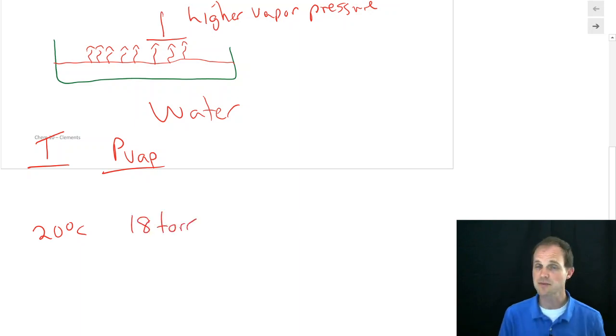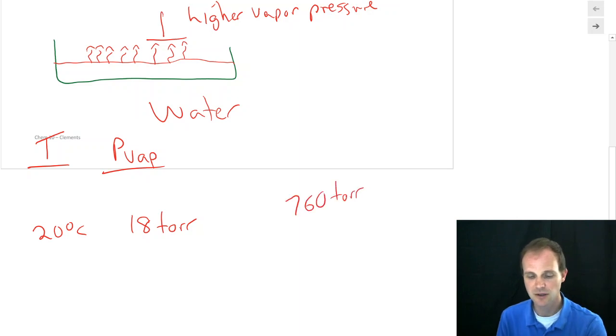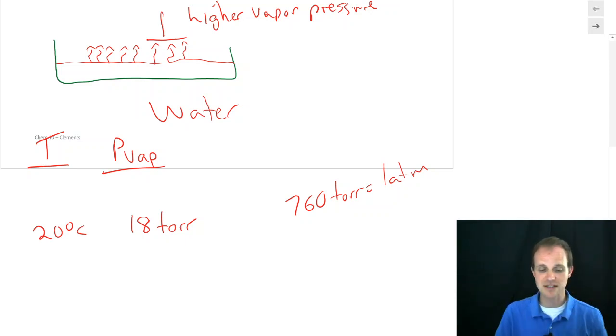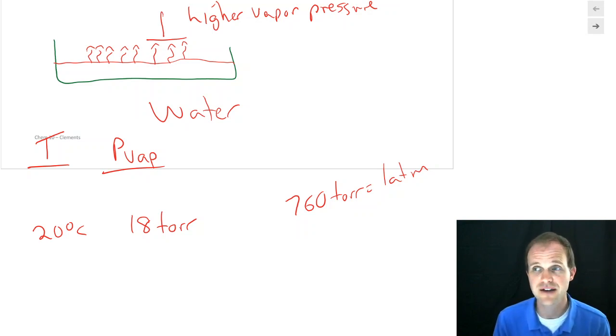Now, is that a big number or a small number? If you remember, there's 760 torr in 1 atmosphere. So the pressure around us is 760 torr, and we're talking 18 torr of pressure coming off of water at 20 degrees Celsius, which is about room temperature. That's not much. And that's our experience, right? Our experience is that water at room temperature does not evaporate all that quickly.